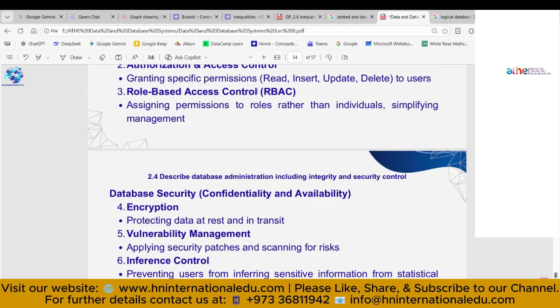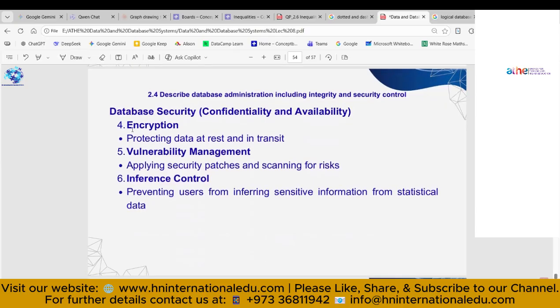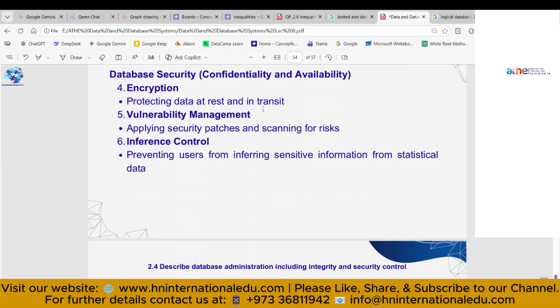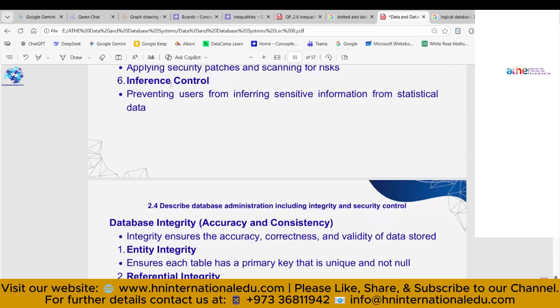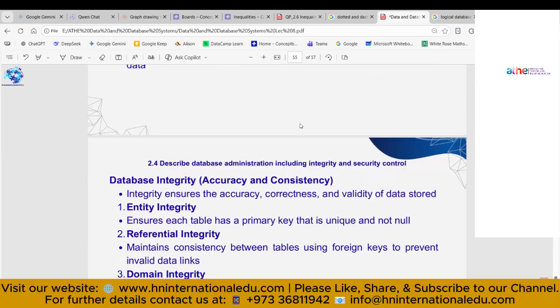Then role-based access control, also called RBAC. That means assigning permissions to roles rather than individuals, simplifying management. Next, we have encryption. That means protecting data at rest and in transit. Encrypt the data. Okay. And next is vulnerability management. So applying security patches, regularly updating your database, and scanning for any potential risks. Next, we have inference control. It means preventing users from inferring sensitive information from statistical data.